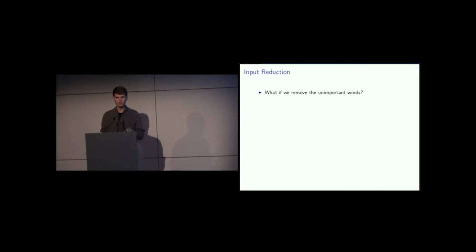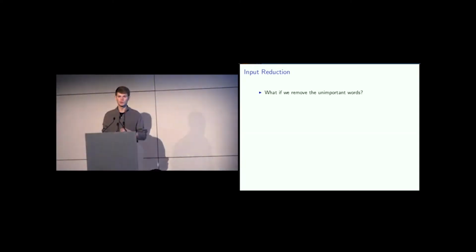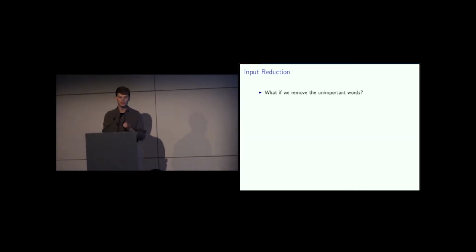The central idea of our work is this process called input reduction. Essentially, the question we're asking is, what happens if we remove the unimportant words? We want to take away the features the model doesn't need, and hopefully the important features are the ones that are left. And we'll do so keeping the model prediction the same. So the model has not changed its answer. We'll just keep removing words until it's about to do so.